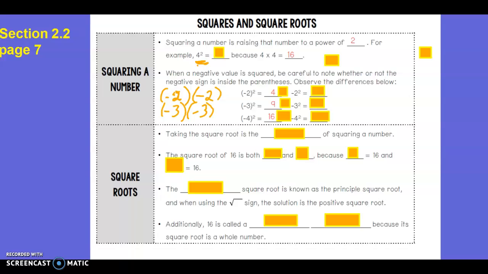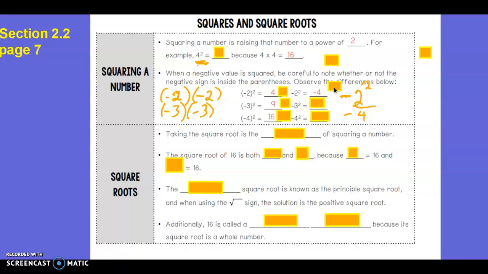Now, the trick comes in when the negative sign is not in the parentheses. Remember, a negative sign means the opposite. So whenever you have this first one, negative 2 squared, where it's not in parentheses, it means the opposite of 2 squared. Figure out what 2 squared is, that's 4. So negative 2 squared, not in parentheses, is actually a negative 4.